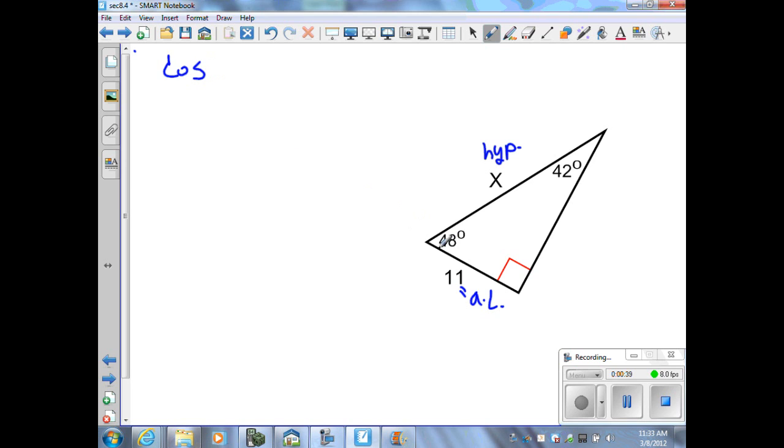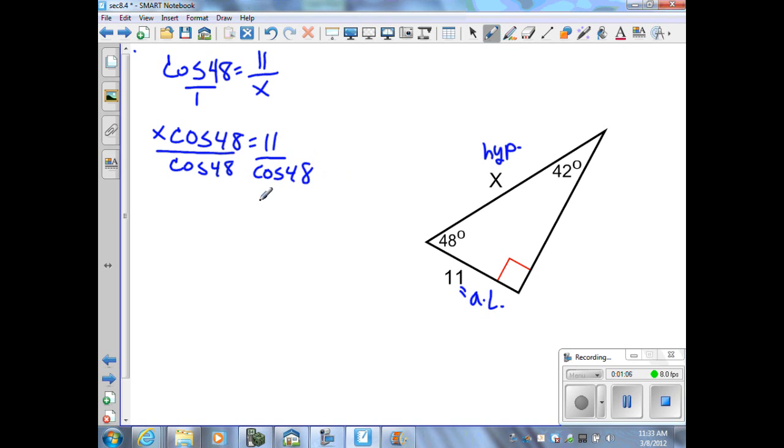So cosine of 48 degrees equals adjacent, which is 11, over hypotenuse, which is x. Set up a ratio on the left side, use the cross product, which gives me x cosine of 48 equal to 11. Divide by cosine of 48 on both sides, and I get x equal to 11 over cosine of 48.